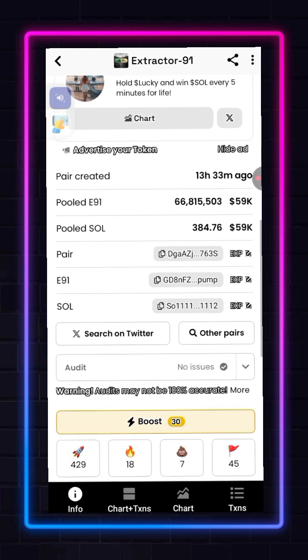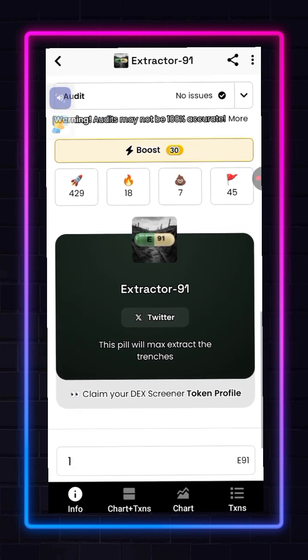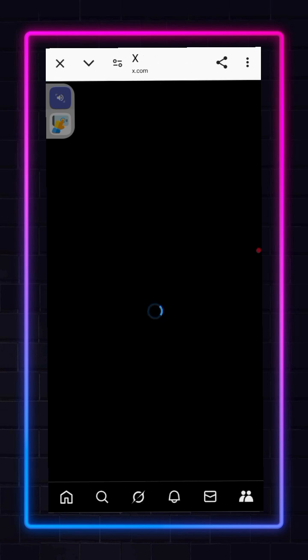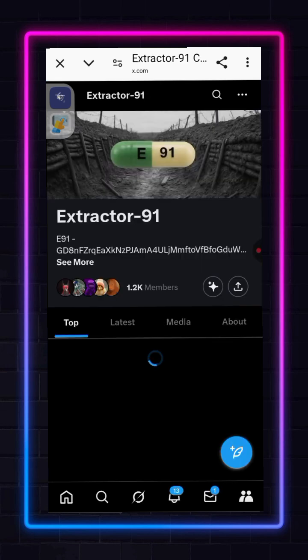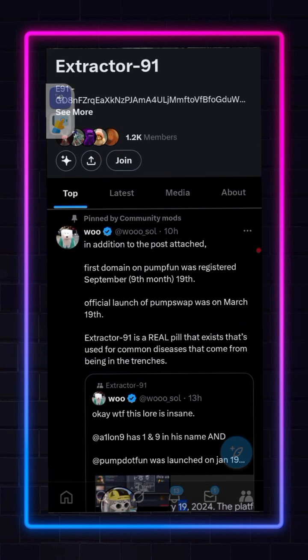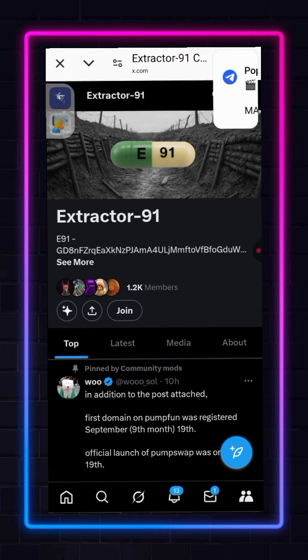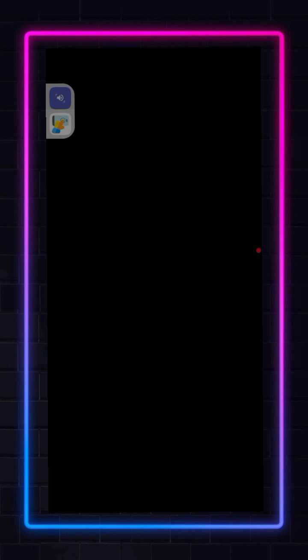So how can we do more research? These people have a website and also they have a Twitter handle. So let's go to Twitter and check how possible this coin can go far. Let's check according to developers and see what kind of community they have. So you can see right here they have 1.2 thousand members, right? Which means the coin can actually do well in the market.